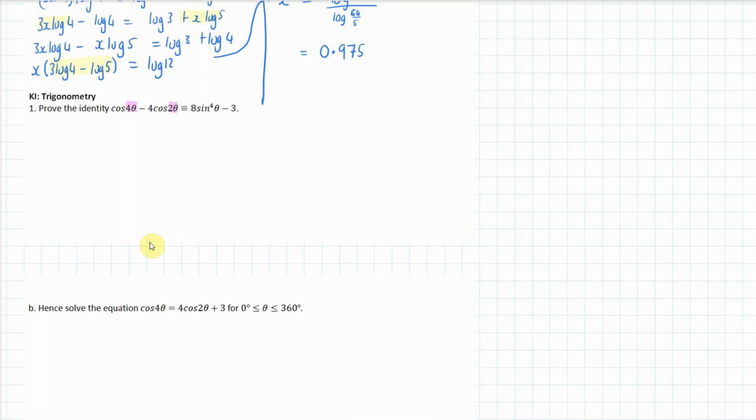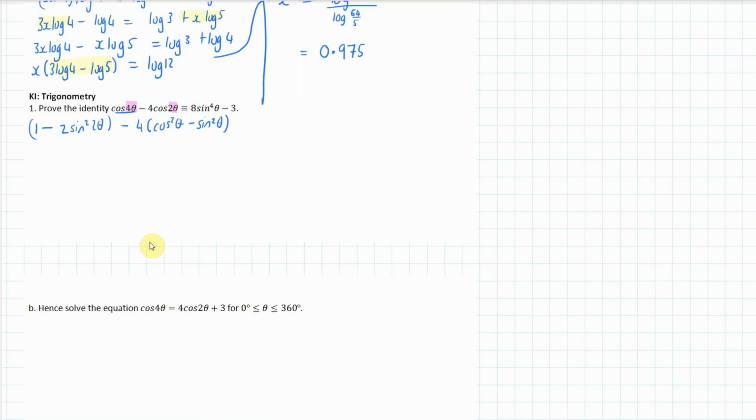So my first step will be to work with this one here, cos 4 theta. So I can write that as 1 minus 2 sine squared 2 theta. Okay, that's that one. And the next one will be minus 4, and then that one would be 1. Oh, what can I do here? Maybe I'll use this time cosine squared theta minus sine squared theta.